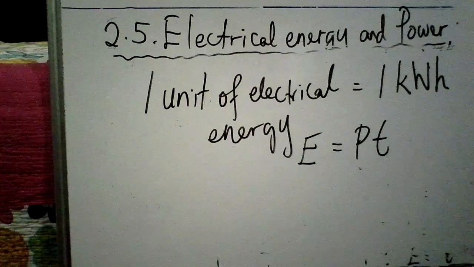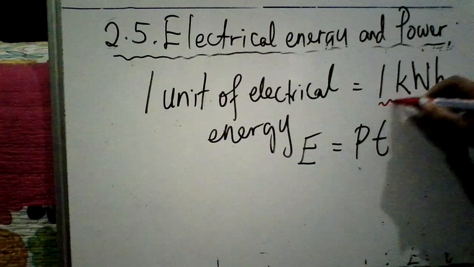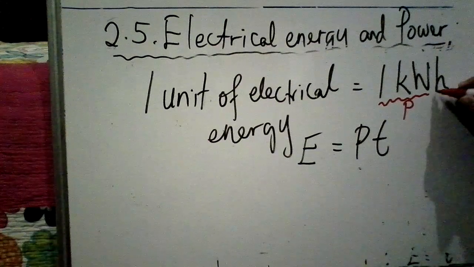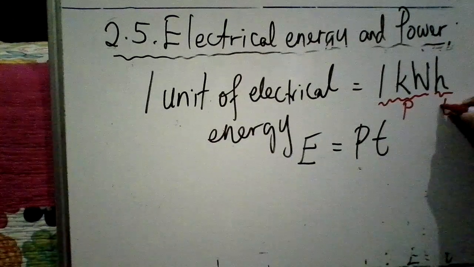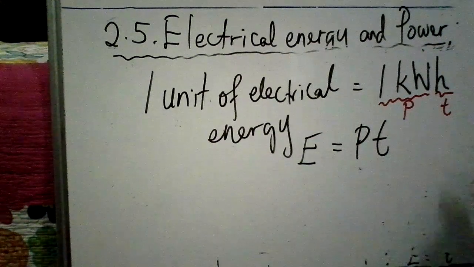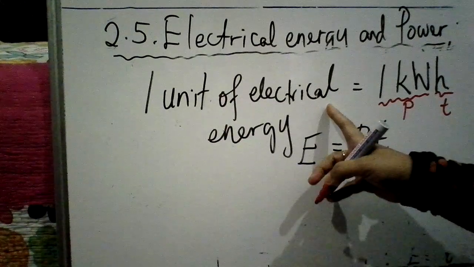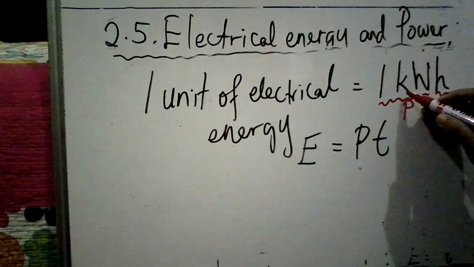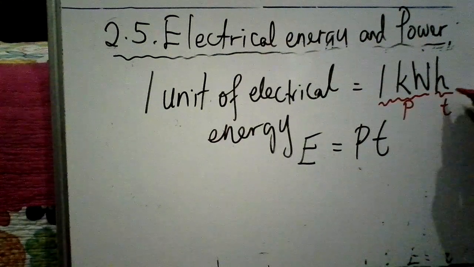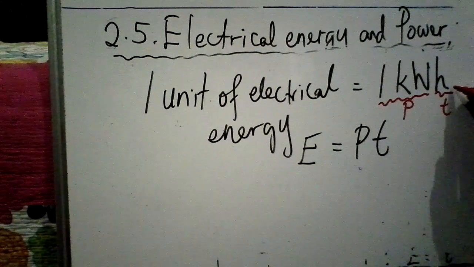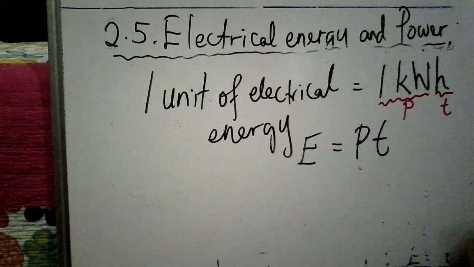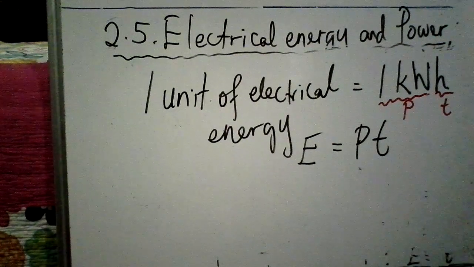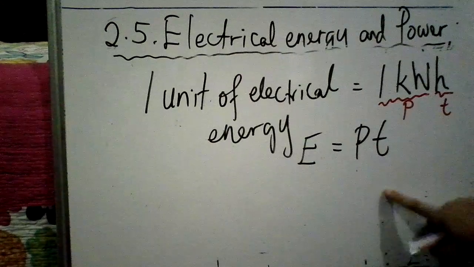If you look carefully, this 1 kilowatt actually is power. Hour is time. So in order for you all to calculate the number of units of electrical energy, the power must be in the unit of kilowatt and the time taken must be hour. Then only we can calculate in unit of kilowatt hour. So we don't use joule to calculate number of units.